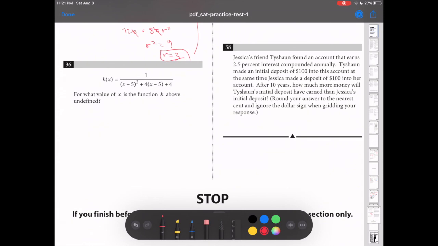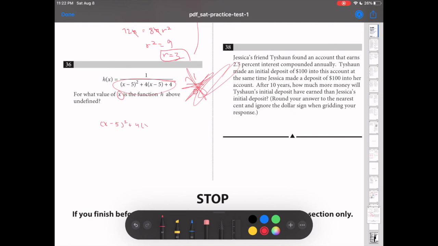36. H of x is undefined. That's what we want here. Remember preconditions we talked about earlier. Same thing here. Division can't have 0 in the denominator. That's a big no-no. 1 over 0, very bad. All right, that would give us a divide by 0 error. So in this case, that's actually what we want. So just set the denominator to 0 and solve for x, because it's asking for what value of x makes this whole thing undefined.